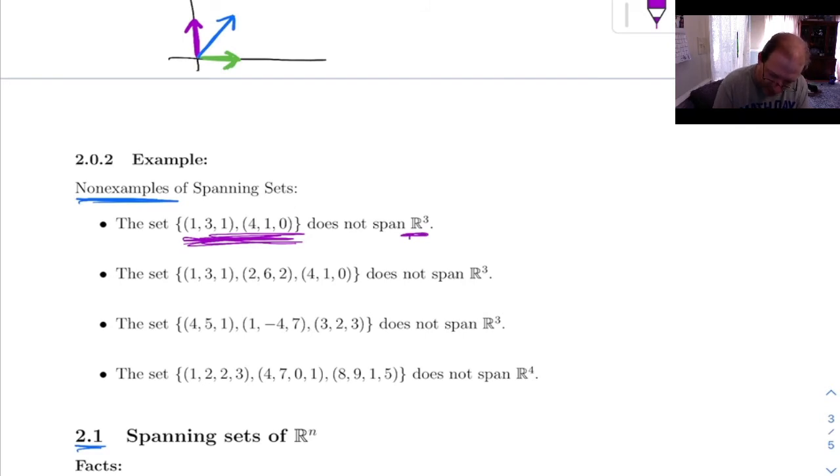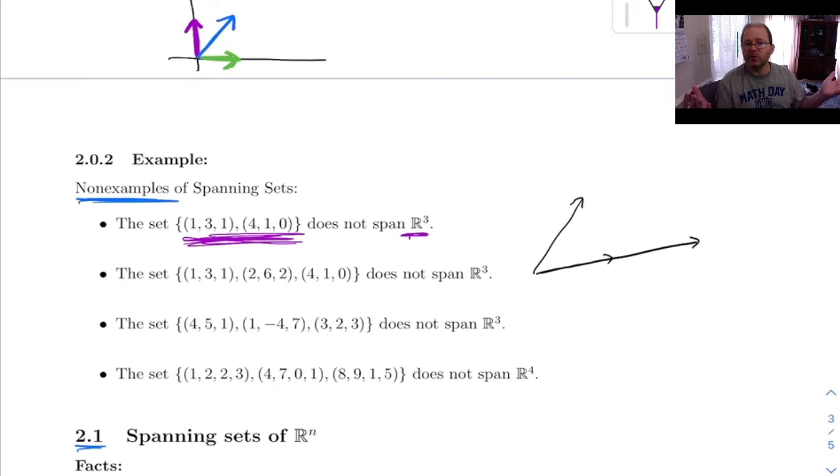All right, now what about these guys? 1, 3, 1, 2, 6, 2, and 4, 1, 0. That says these do not span R3. The reason is what you've got is one vector pointing out in this direction for 1, 3, 1. 2, 6, 2 points out the same exact direction, just twice as far. So together those get you a line. And then when you stick 4, 1, 0 on here, I'm just drawing it in some arbitrary direction. It's not the same line, but those three things all lie in the same plane. So those span a plane, but they don't span all of R3.